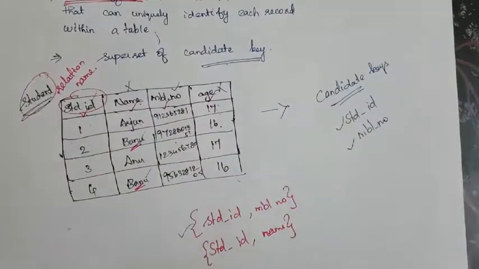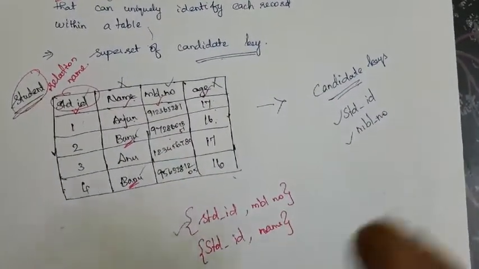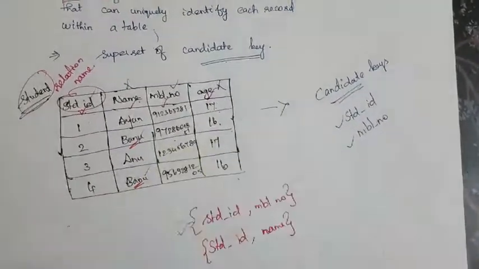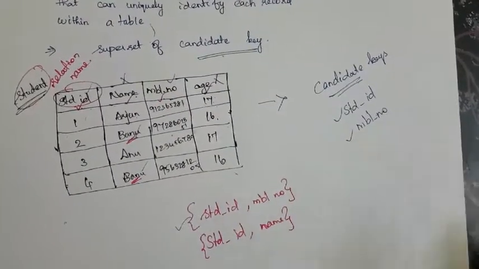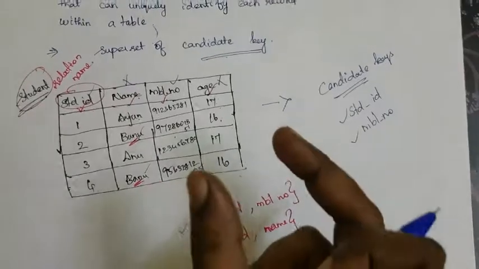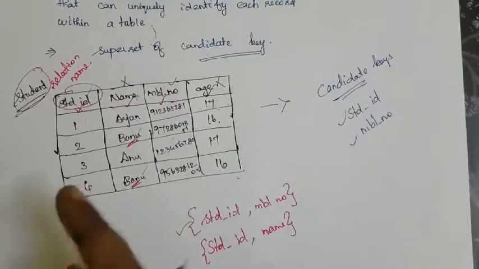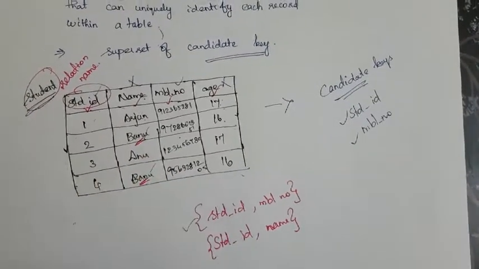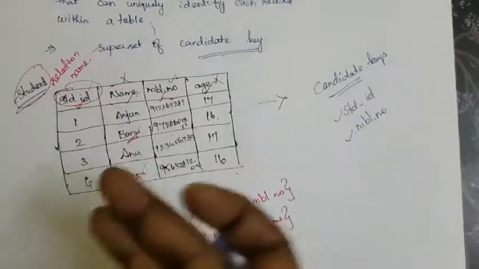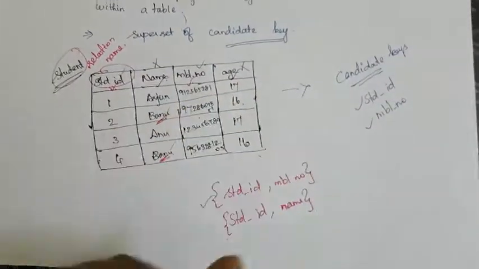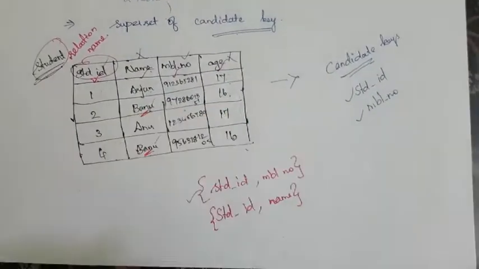A candidate key is a minimal set of super key. A super key is whatever attributes are present in the table. But if you are talking about the candidate key, it is a minimal set of super key, right? And the conditions: a candidate key should be unique, and it should never be null. These are all the conditions of a candidate key. And in this table we have seen that two candidate keys are there: one is student ID as well as mobile number.